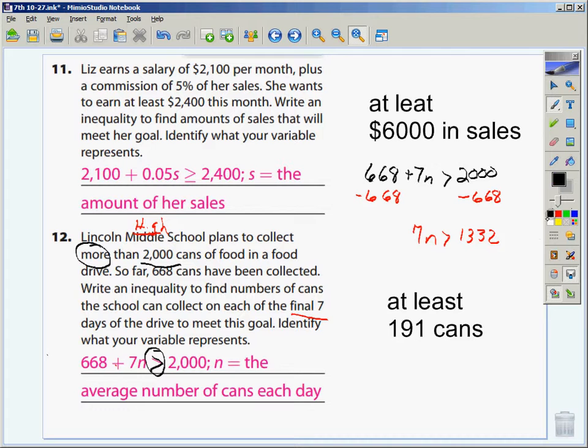And what would I do at this point? Divide by the 7. N has got to be greater than, when I divided this out, it came out to 190.28. Now, this 0.28 seems pretty small. Why did it go up to 191? Because it had to be what? More than 2,000. If I used 190, it would have come up less than 2,000, so it automatically had to round up.